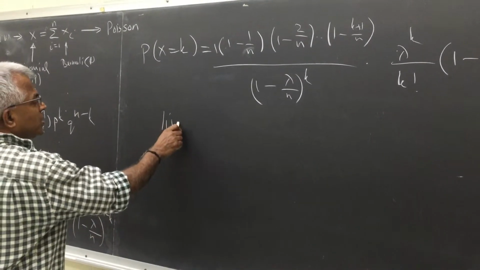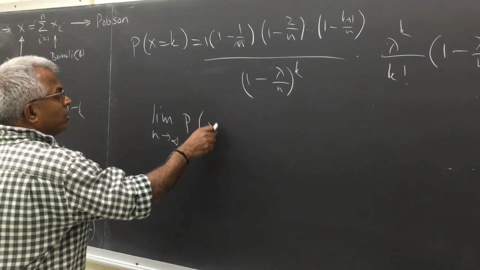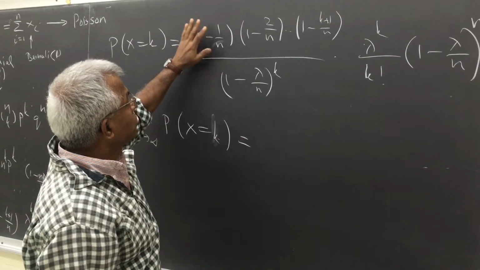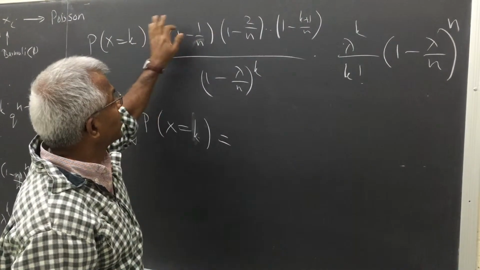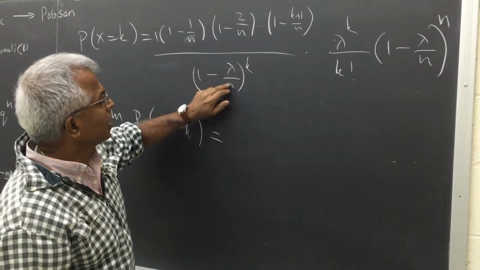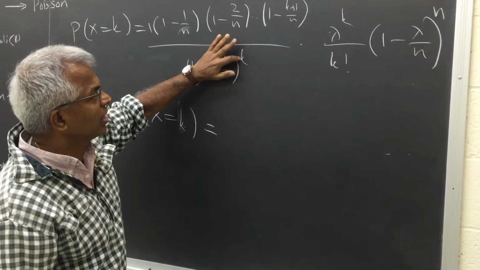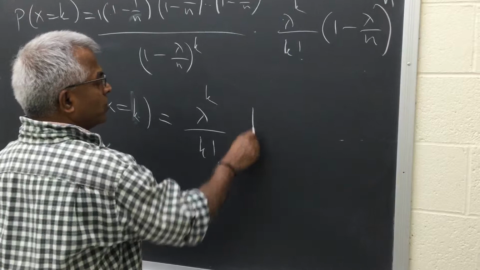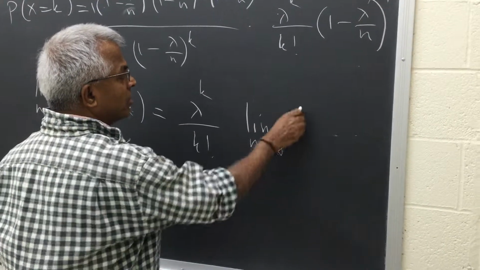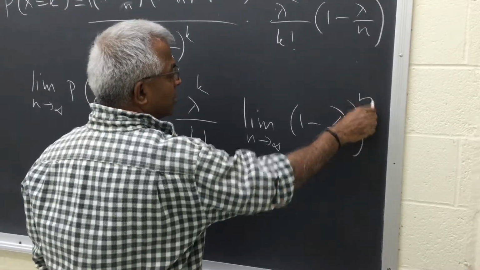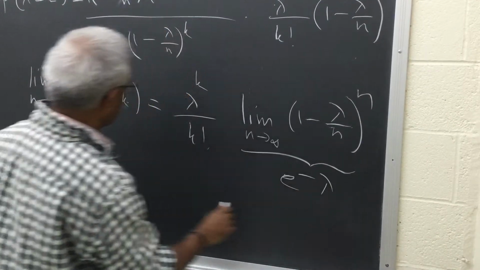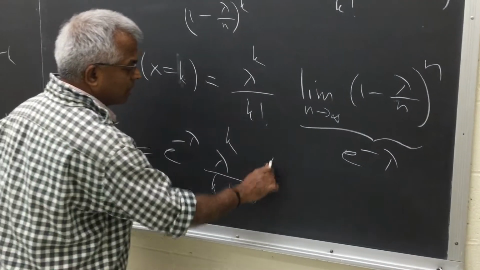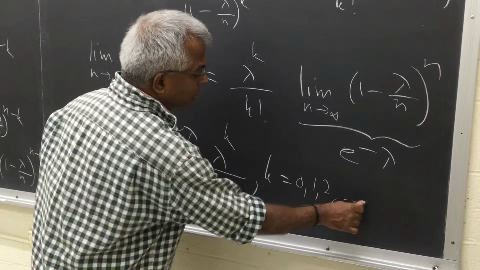But notice that now, in the limit n tending to infinity, we need to make n go to infinity. As n goes to infinity, each of these terms goes to 1, a finite number of times, that's 1. Here as n goes to infinity, this is 1, because k is finite. And here, so this is essentially lambda^k over k factorial, limit n tends to infinity, 1 minus lambda over n to the power n. And this is of course e raised to minus lambda. So we get the whole thing to be e raised to minus lambda, lambda^k over k factorial, k equal to 0, 1, 2, etc.